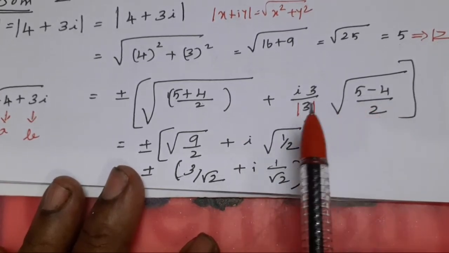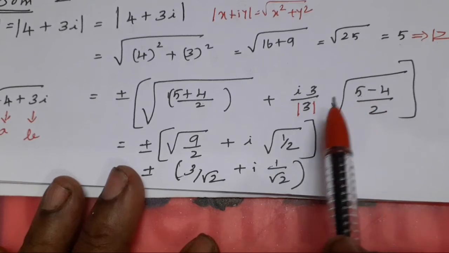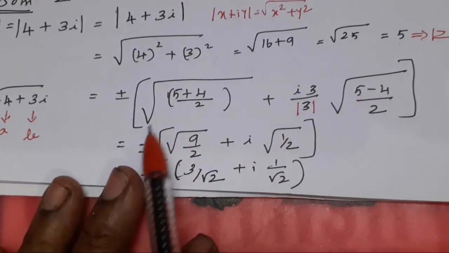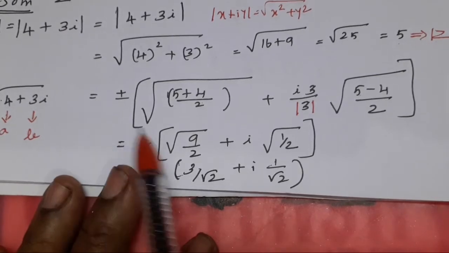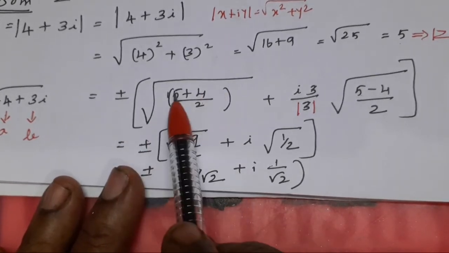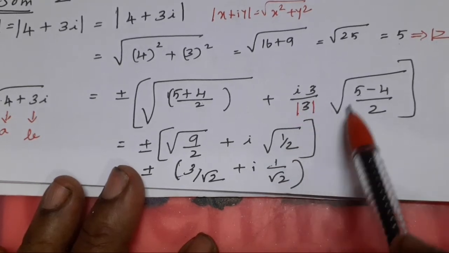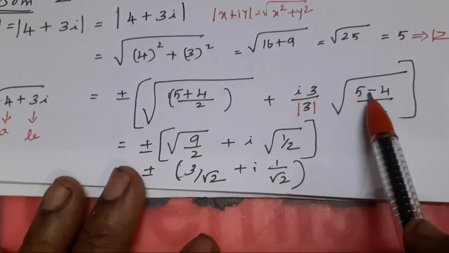I recall the formula again and again. Write it two or three times in your notebook and memorize the formula. So root of a plus ib equals plus or minus root of modulus of z plus 4 by 2, plus i into b divided by modulus of b, by root of modulus of z minus 4 by 2.